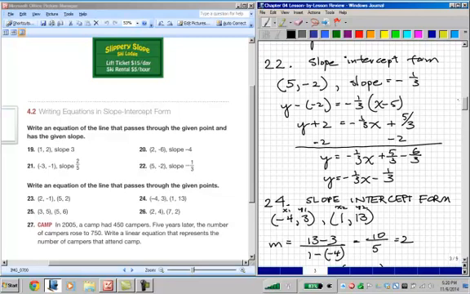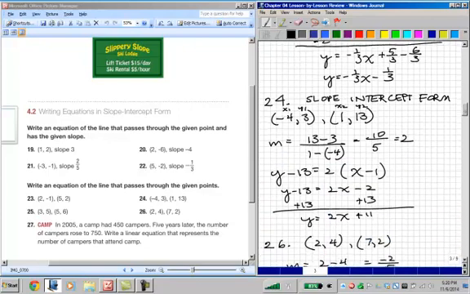Okay, 22, same thing. So I'm going to use point slope form again to get to slope-intercept form. So y minus negative 2 equals negative 3 times x minus 5. Distribute, y plus 2 and clean up the left side. Y plus 2 equals negative 3x plus 5/3. Subtract 2 from both sides. Y equals negative 3x plus 5/3 minus 6/3, which is the same as negative 2. And I get y equals negative 3x minus 1/3.